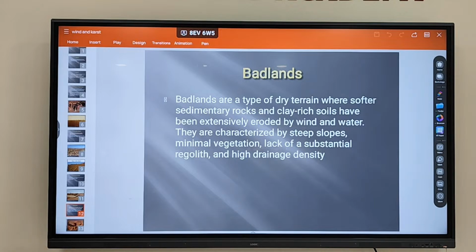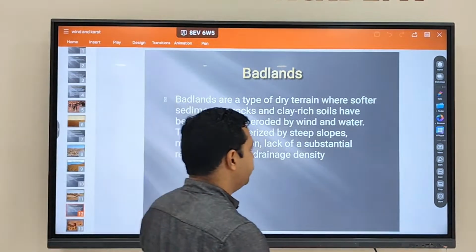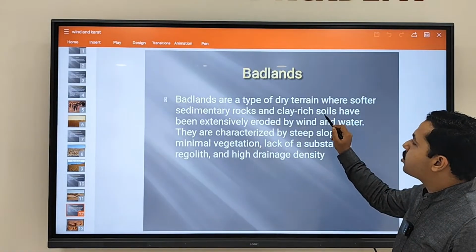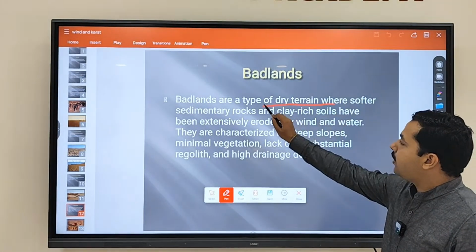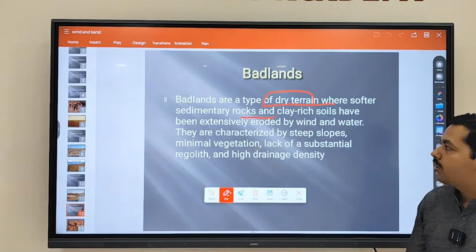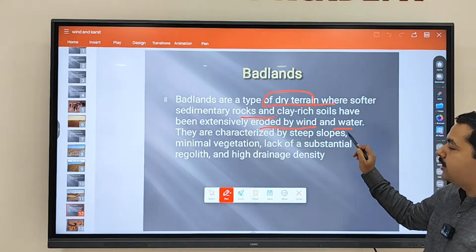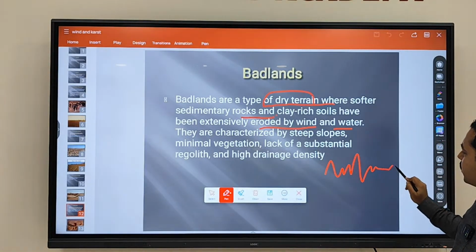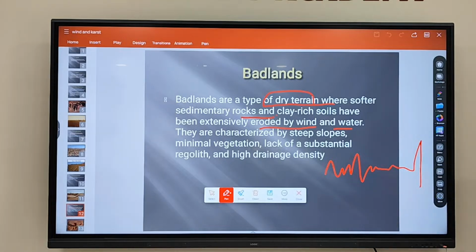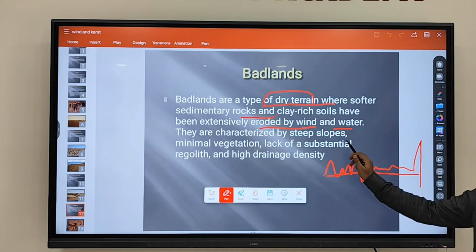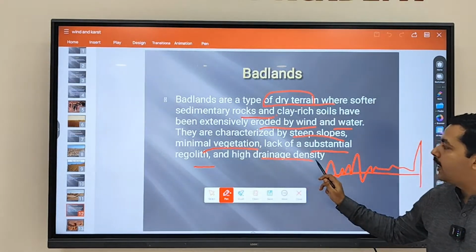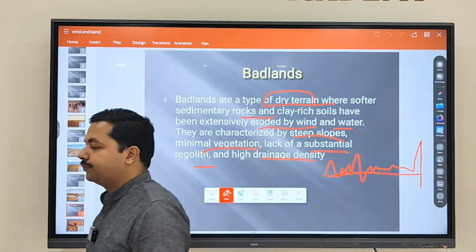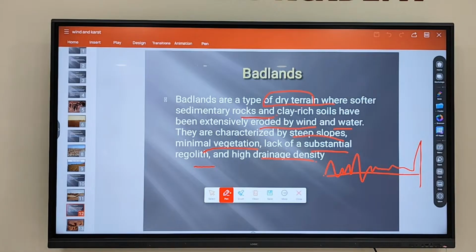So it is a type of dry terrain. Dry terrain means generally desert type. It is a type of dry terrain where softer sedimentary rocks and clay-rich soils have been extensively eroded by the wind, and that's why you see different types of levels in the desert. They are characterized by steep slopes, minimal vegetation, lack of substantial regolith, and high drainage density. So those are the characteristics of badlands.